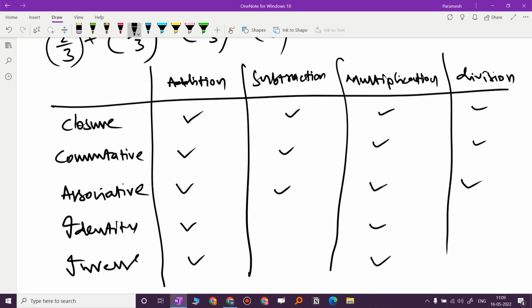It does not satisfy the identity property. Why? Because a by b is not equal to minus b by a. So that's why under subtraction it does not satisfy the identity property.